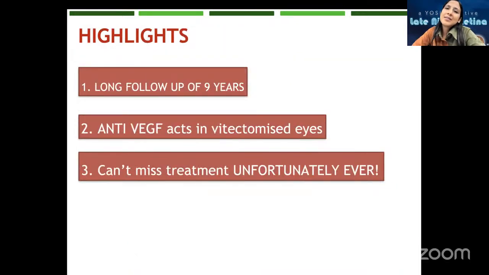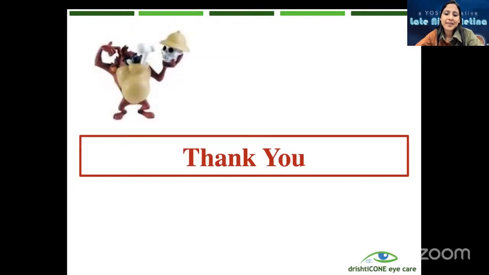The highlights of my case: it's a really long follow-up, so you can never give up on these patients. Continuous motivation is very important for them to take the injections when you know that the disease is active. I also want an explanation of how anti-VEGFs act in a vitrectomized eye, how their half-life is not affected, and why we don't have to reduce the dose. It's a message that they cannot miss their treatment. It has to be at least 12 weekly, and we cannot go beyond that. Thank you.